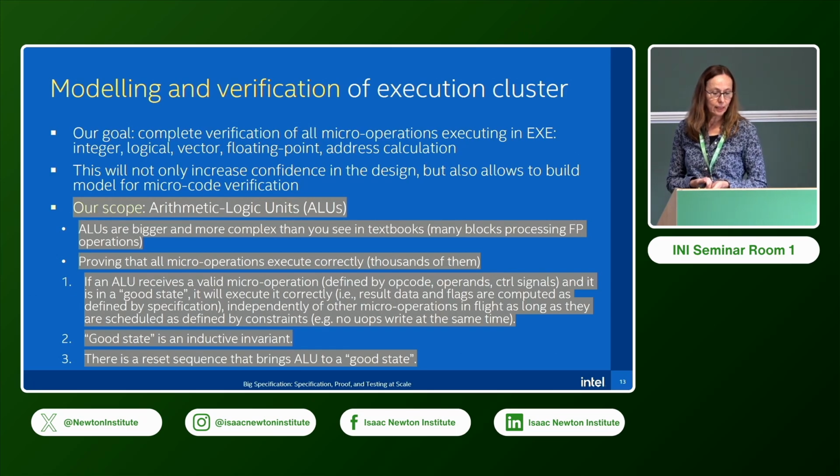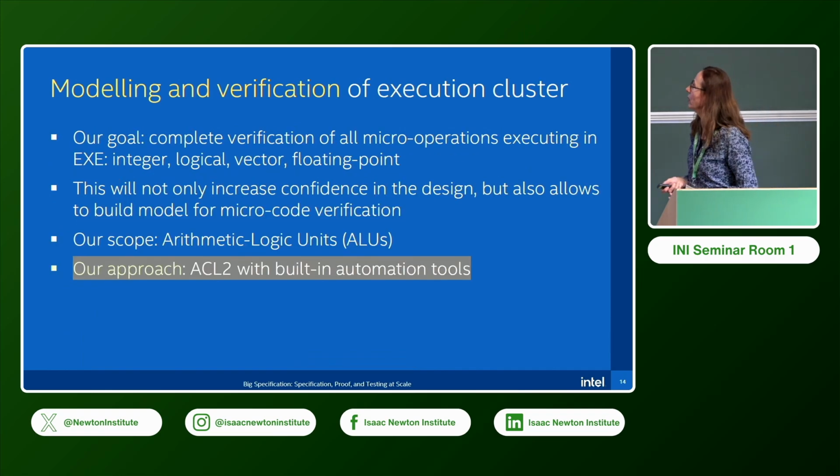And so what does it mean that a microoperation executes correctly? We basically did 3 steps. First, if the ARU gets a legal opcode, and the operands satisfy the constraints that come with that microoperation, and control signals too, then it will execute correctly, starting from a good state. And what a good state is, we have to find an invariant of the good state, prove that it's an inductive invariant, and then a reset sequence will get it to that state. So we use ACL2 with many built-in automation tools.